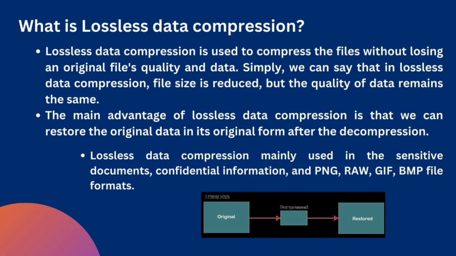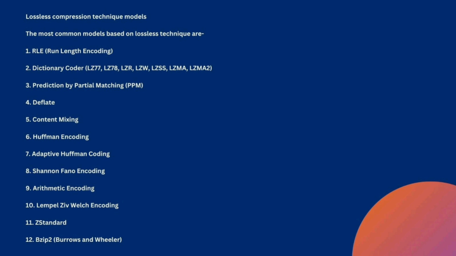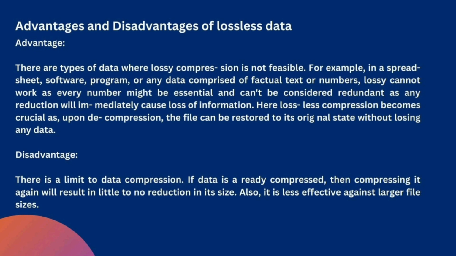Lossless data compression is mainly used in sensitive documents, confidential information, and PNG, RAW, GIF, BMP file formats. Lossless techniques are run length coding, dictionary coding, Huffman encoding, arithmetic coding, LZW coding, and some other techniques as well.